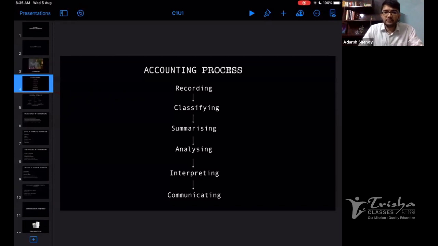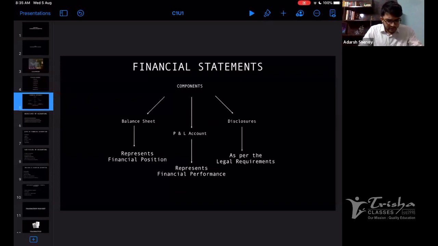Now, financial statements, I have told you there are three important components in financial statements. Component number one is the balance sheet, which represents the financial position. Then you have the profit and loss statement, which represents the financial performance of the business. Disclosure. This is additional disclosures that may be required by the law. For example, cash flow statement we have done. In the case of NPO, one more additional disclosure we make is the receipt and payment account.